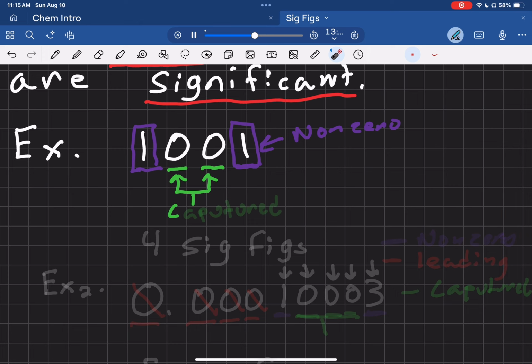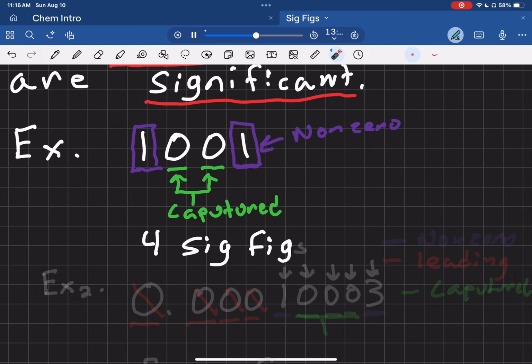Let's put captured right here so you know what kind they are. Captured. They're caught in between. So the answer to this, when I ask you how many significant figures does 1,001 have, 1,001 contains altogether 4 sig figs.